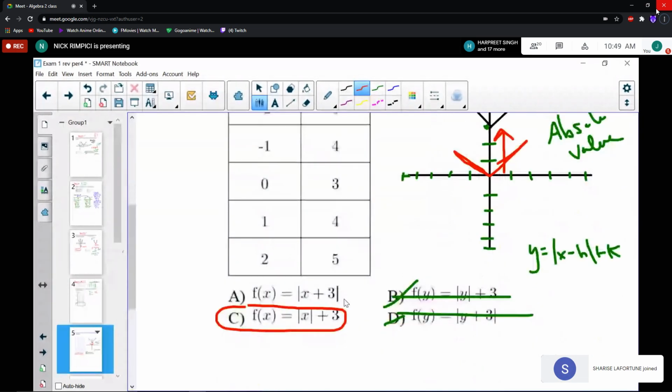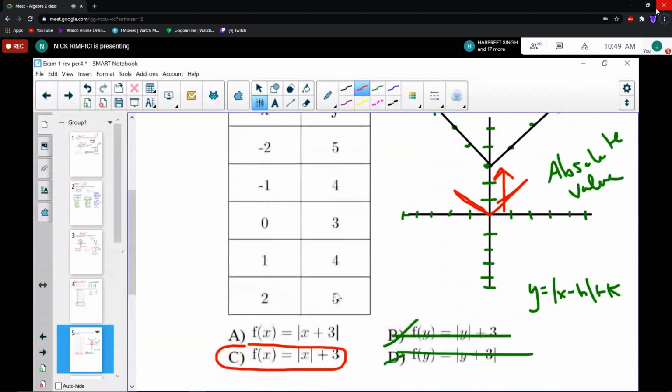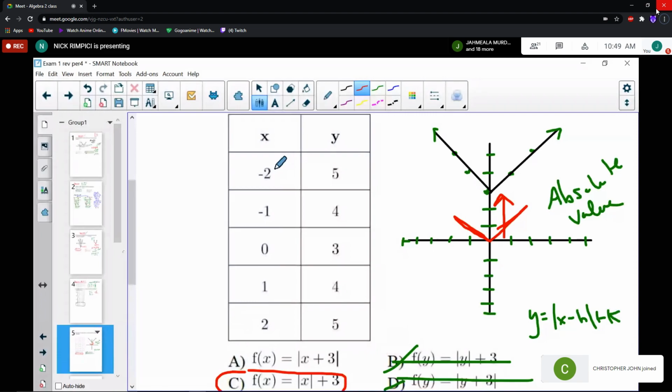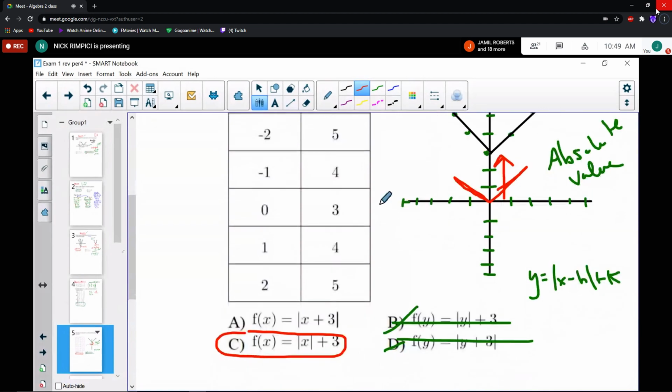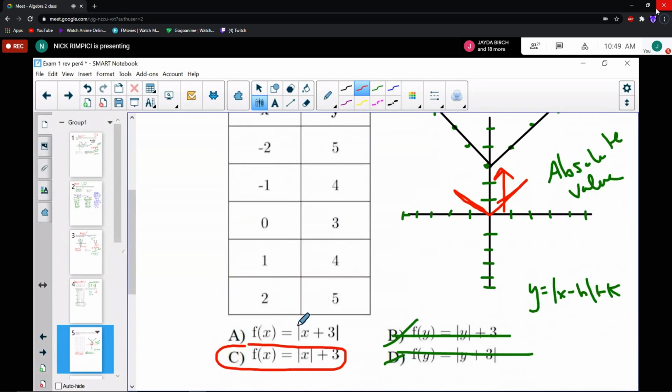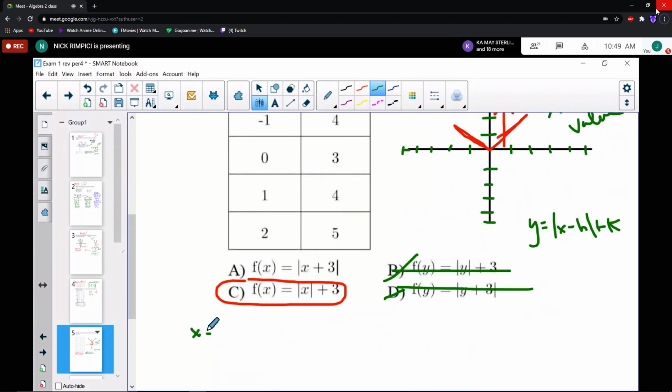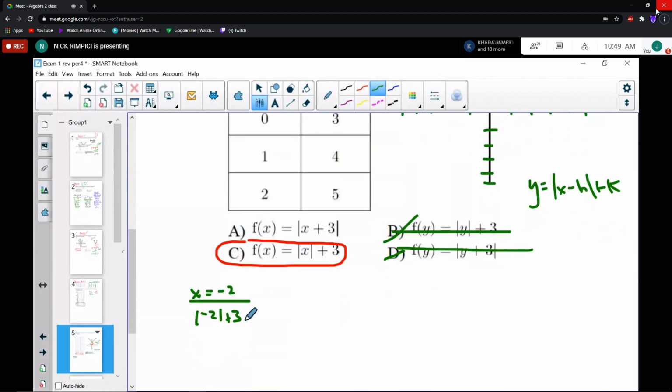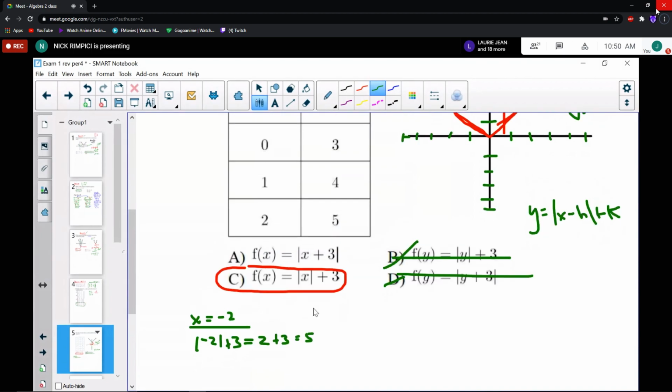The other way of doing it, which I didn't show you, is you could substitute these x values in, and make sure that when you put these x values in, it results in the y value on the right. So I'm not going to do them all, but for example, if we try x equals -2, we get the absolute value of -2 plus 3, which is equal to 2 plus 3, which is 5.